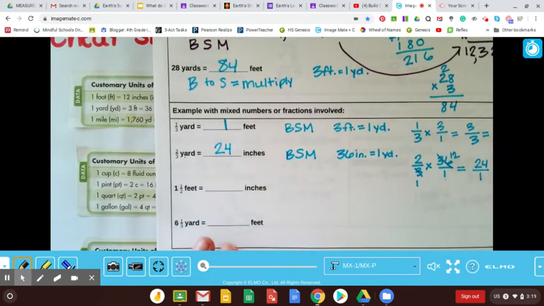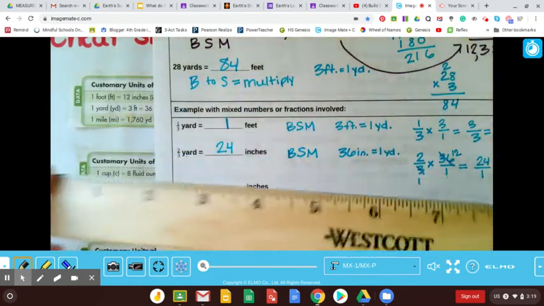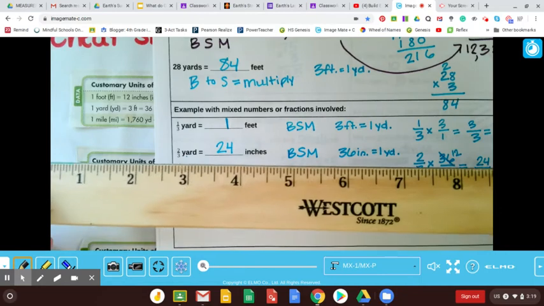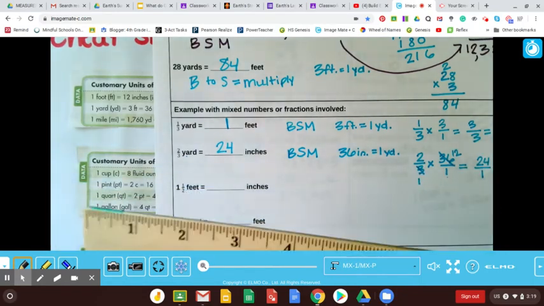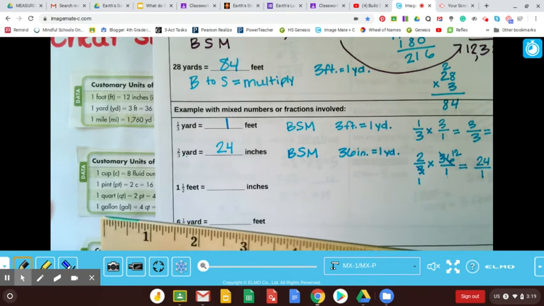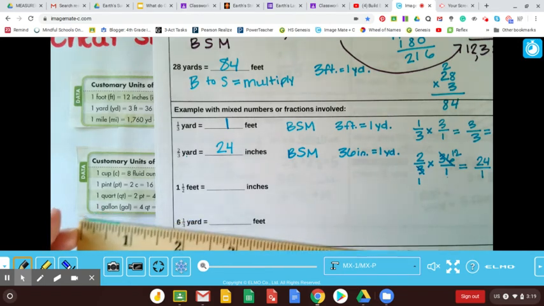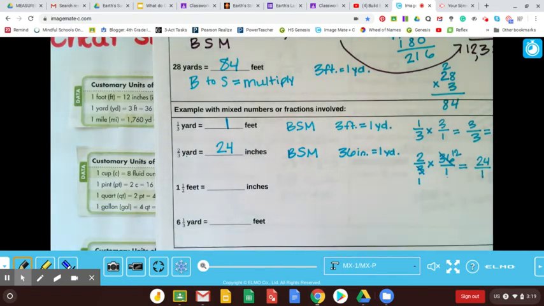And that makes sense too, because think about it. If we had a yard, that would be 3 rulers lined up end to end. 2/3 of that would be 2 out of the 3 rulers. And if you had 2 rulers all together, it's 12 plus 12, which would be 24.